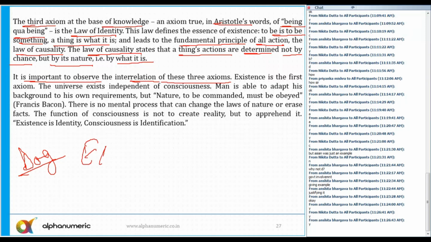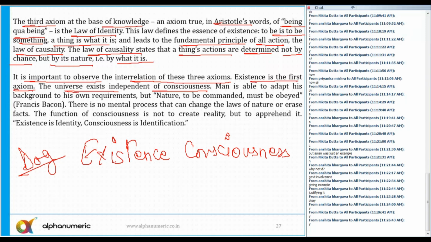What are the three axioms? Existence. This was the first one. Existence, consciousness. You have consciousness so that you can perceive existence. Existence is the first axiom. The universe exists independent of consciousness. So existence, whether you have consciousness or not, existence will be there. Whether you can perceive or not perceive, God is there.